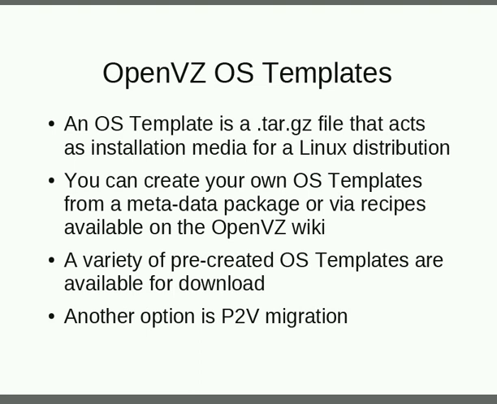But since OpenVZ is OS virtualization and it doesn't emulate a whole machine, you can't use an ISO image or a CD to install a Linux distribution into a container. You need an OS template, and an OS template is a tar.gz file that acts as installation media for a Linux distribution. Now, where do you get them?